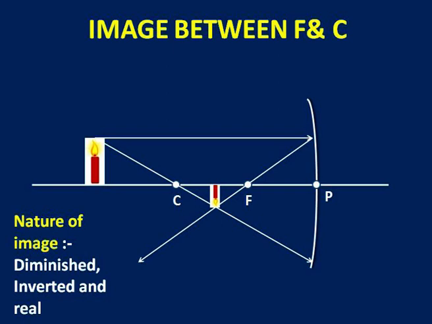Now, if you move the object farther and farther away from the center of curvature, then you will get a highly diminished image. As we have seen, as the object goes far away, the image gets closer and the size of the image gradually diminishes. That was with the concave mirrors, children.